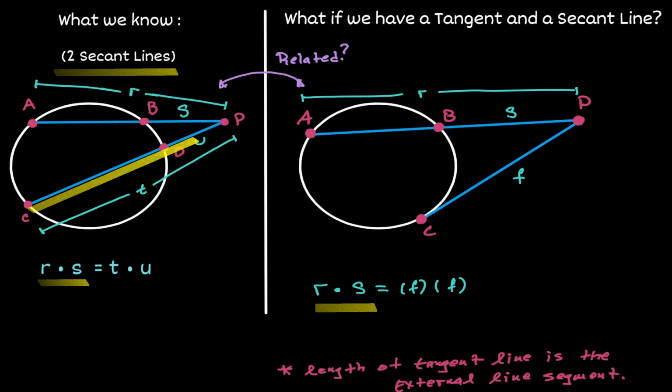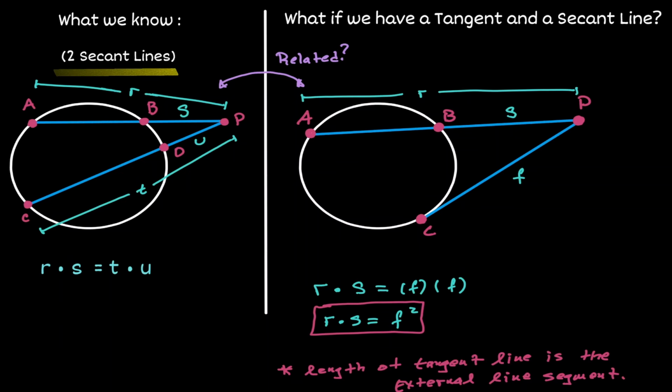The length of the whole line segment, t, is f, and the length of the external line, u, is f as well. So now we can simplify it as r times s equals f squared. If we want to put this in words, we can say that the length of the secant times its external segment is equal to the tangent squared.